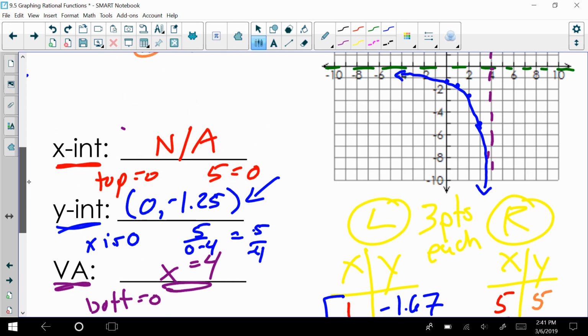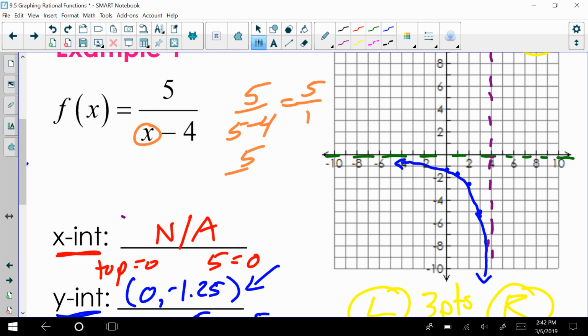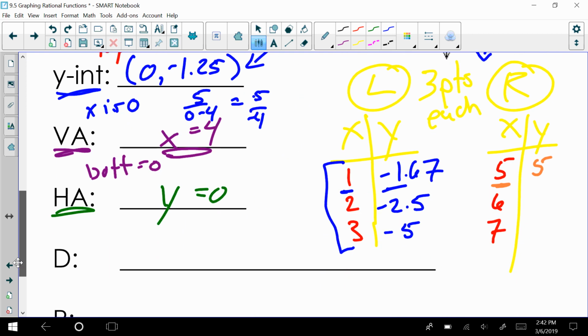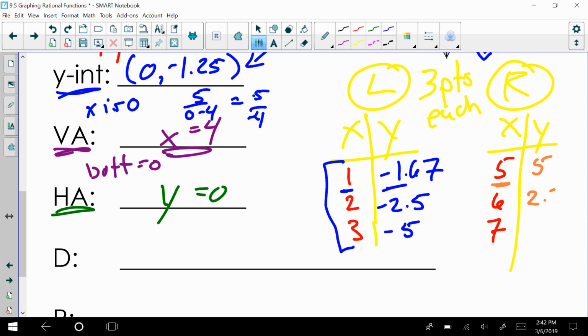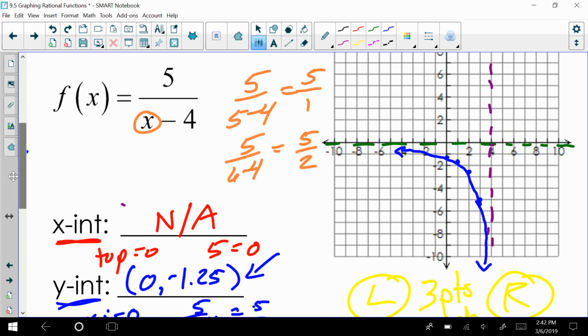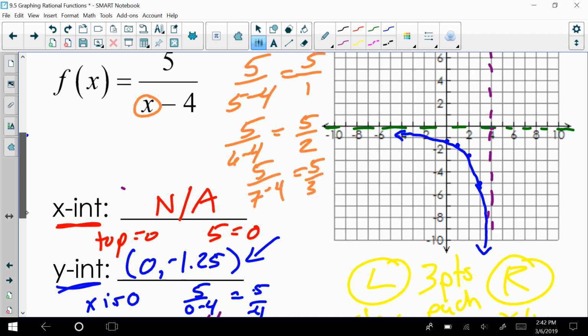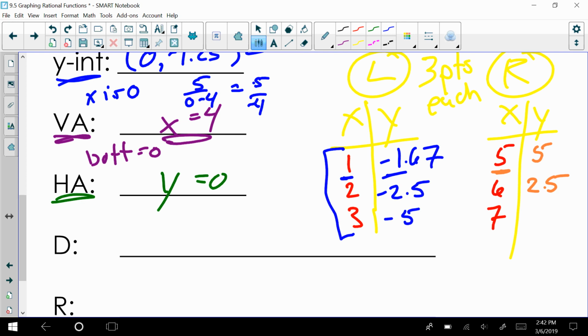Okay, well then let's do the 6. So then I have 5 over 6 minus 4. Well, that's equal to 5 over 2. We did that before. We know 5 divided by 2 is 2.5. Then finally we have 7. Well, that's 5 over 7 minus 4. Well, that's 5 over 3. We did that earlier in the calculator. We know that's 1.67. Now I have 3 points on the right side.